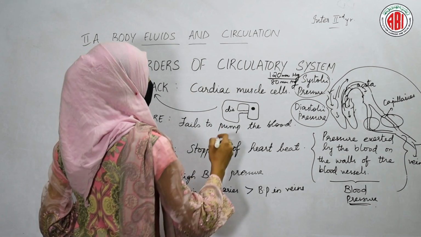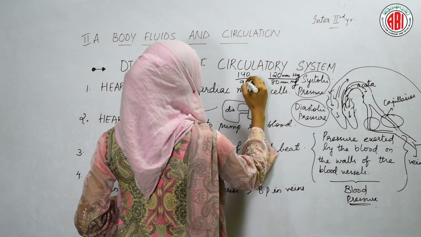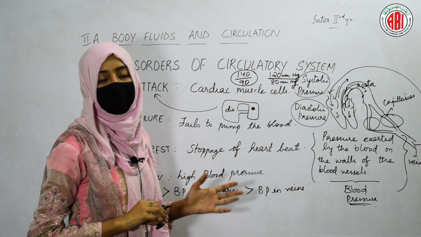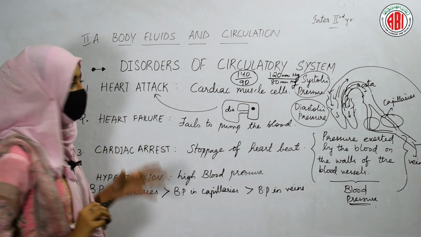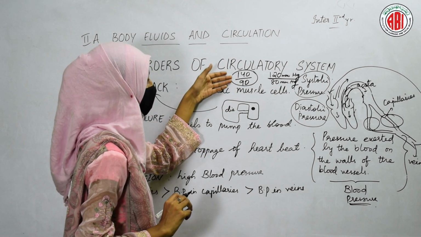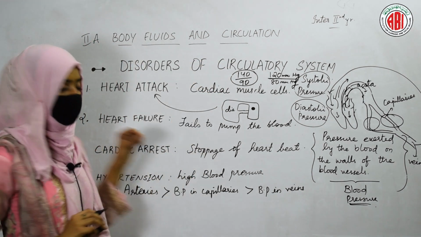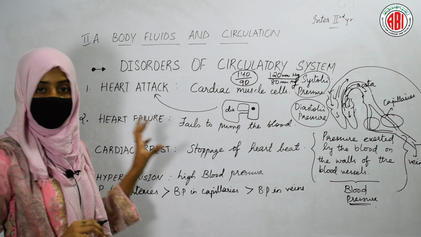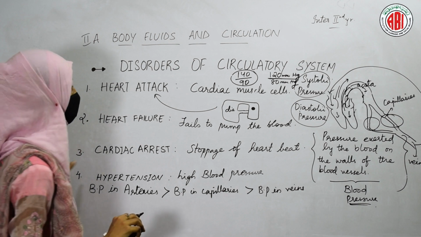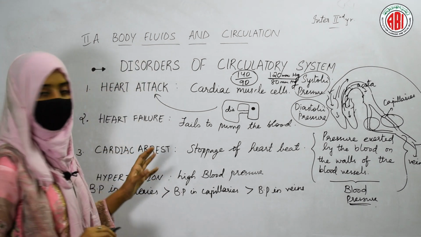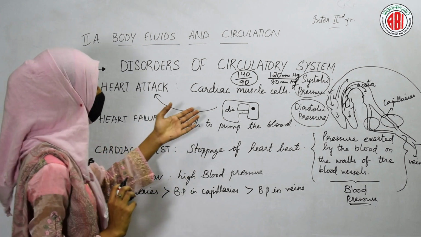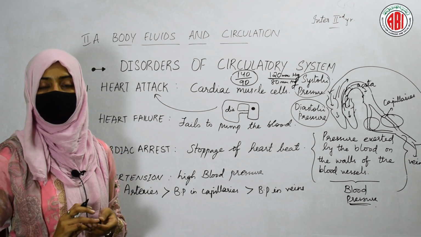But if this blood pressure exceeds 140 and 90, then that person is suffering from high blood pressure, we can say. If the blood pressure of a person exceeds 140 and 90, systolic and diastolic pressure exceeds this range, then that person is in hypertension condition. That person is suffering from high blood pressure, we can say. This is how the disorder can be seen, and we call this disorder hypertension. Hypertension is nothing but increase in the systolic and diastolic pressure of the blood.